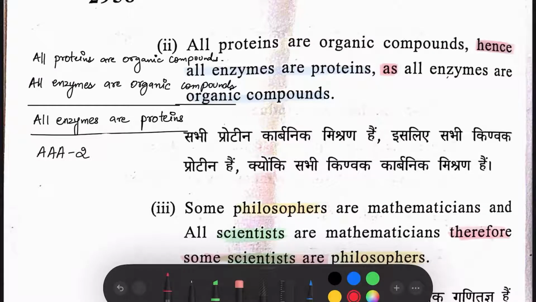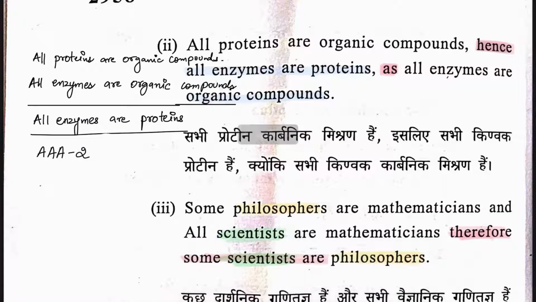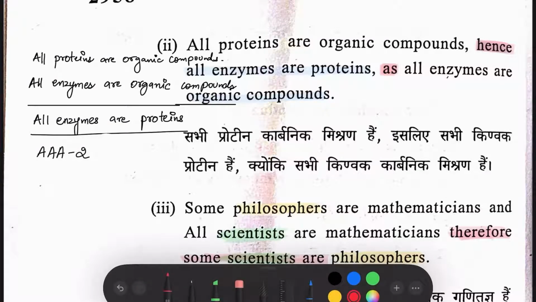So let's just see. All proteins are organic compounds. Now again यहाँ पे it's very important to identify the conclusion and the predicate, and at the same time you have to identify the major and minor premises as well. Let's see the first question. So first question where we know hence is a conclusion indicator, therefore all enzymes are proteins. All enzymes are proteins is the conclusion.